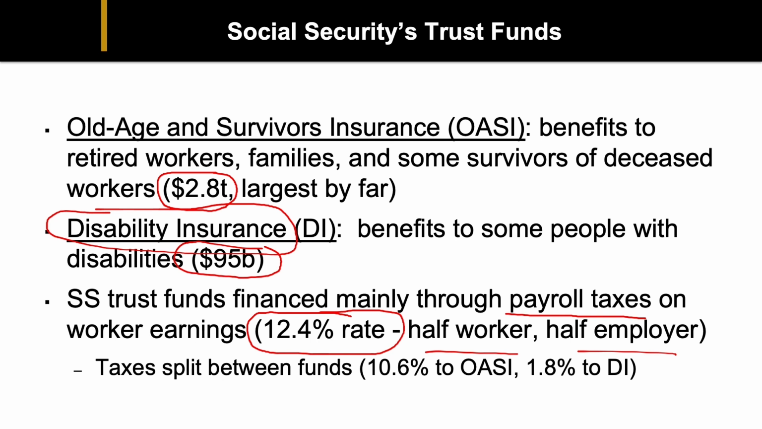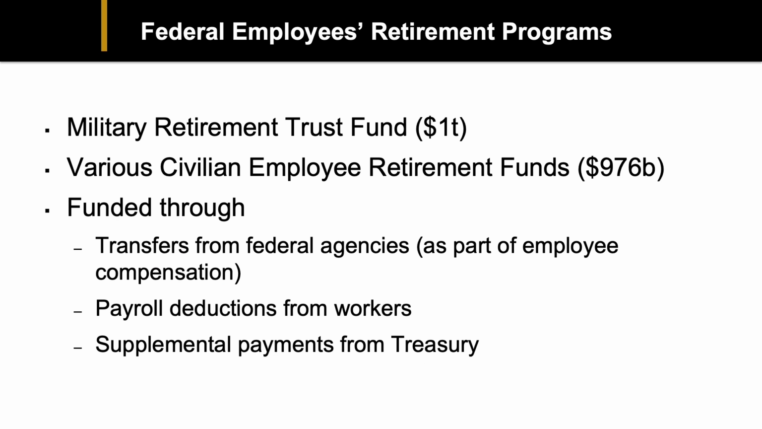And once the money's collected, most of it, 10.6% of the 12.4%, goes to the old age and survivors insurance. The remaining 1.8% goes to disability. Although Congress has seen fit to move money around between those two trust funds, so to some degree that distinction doesn't really make a difference.